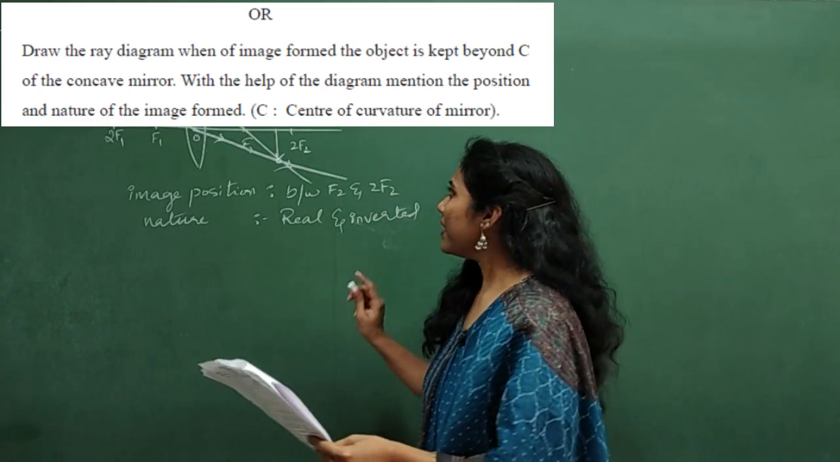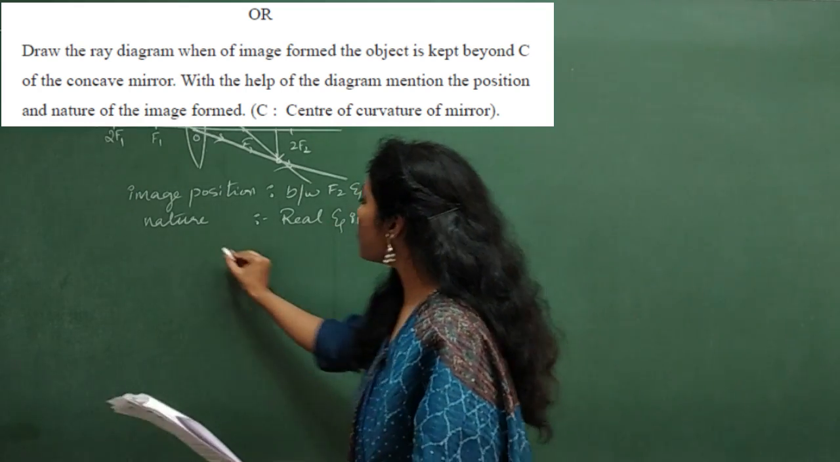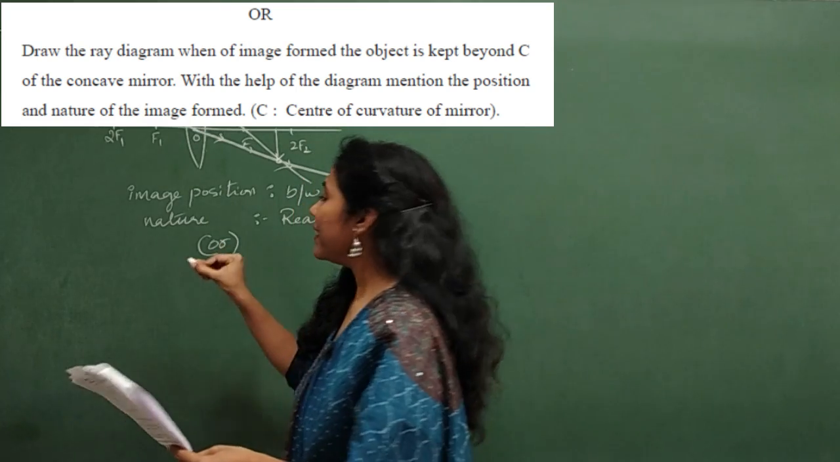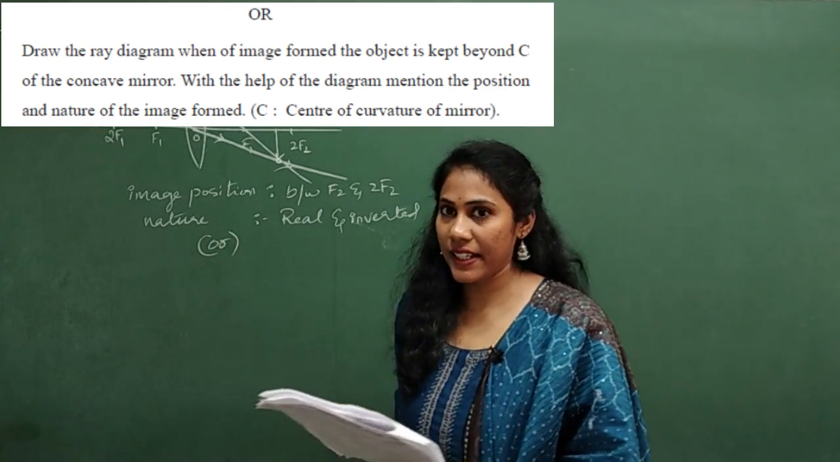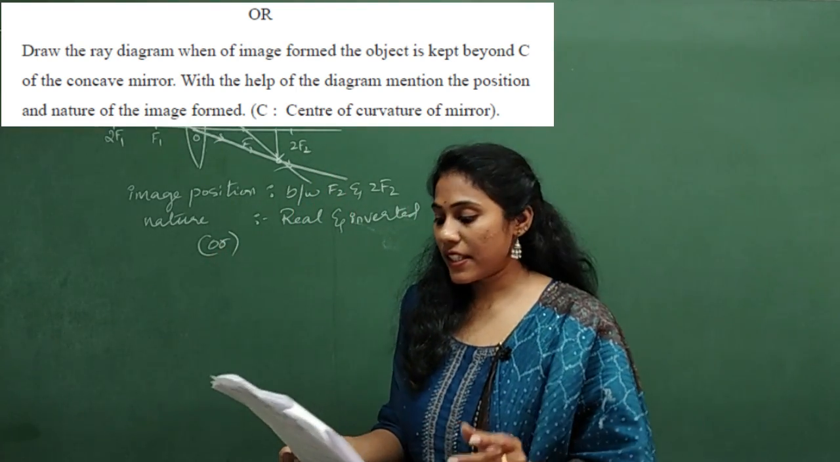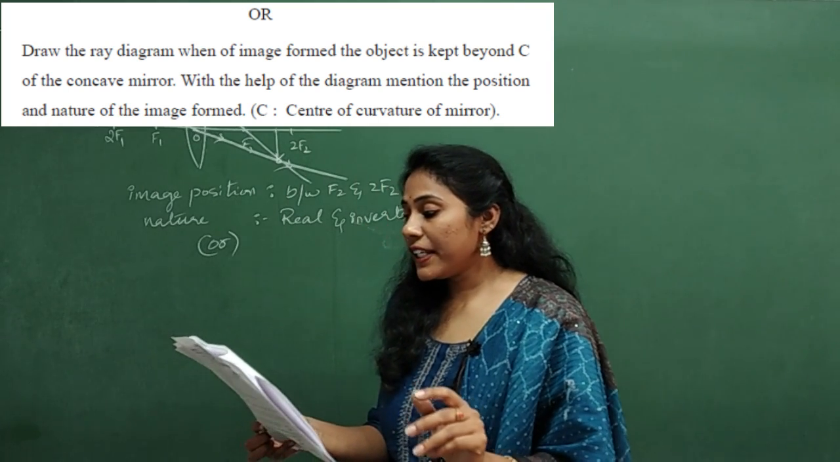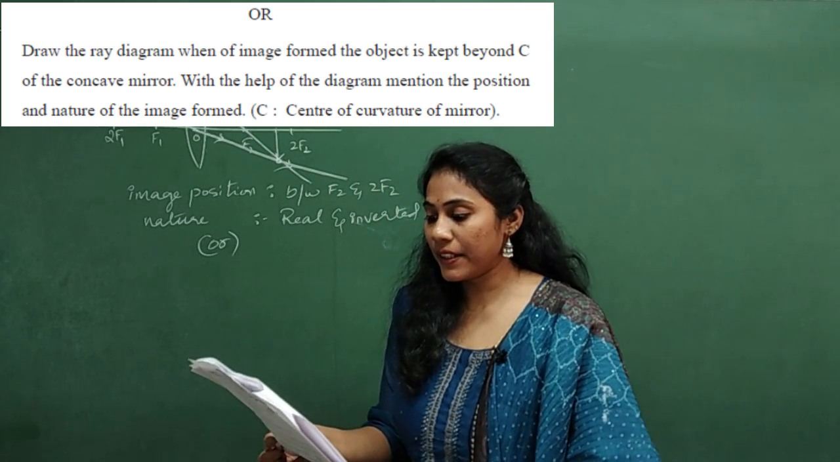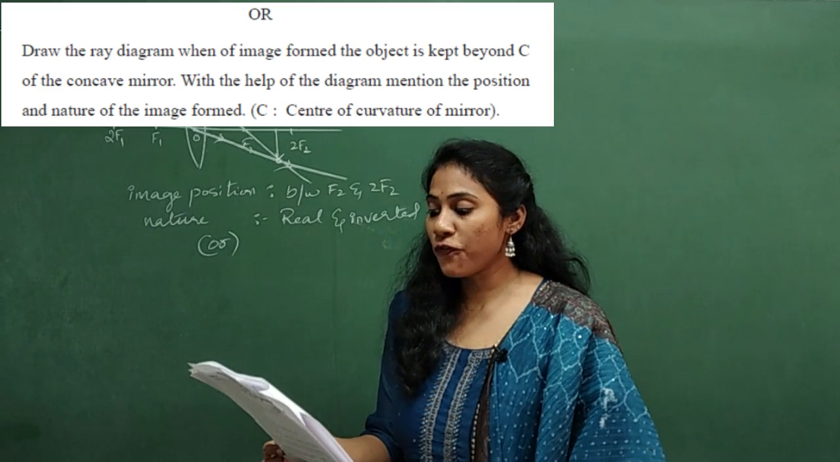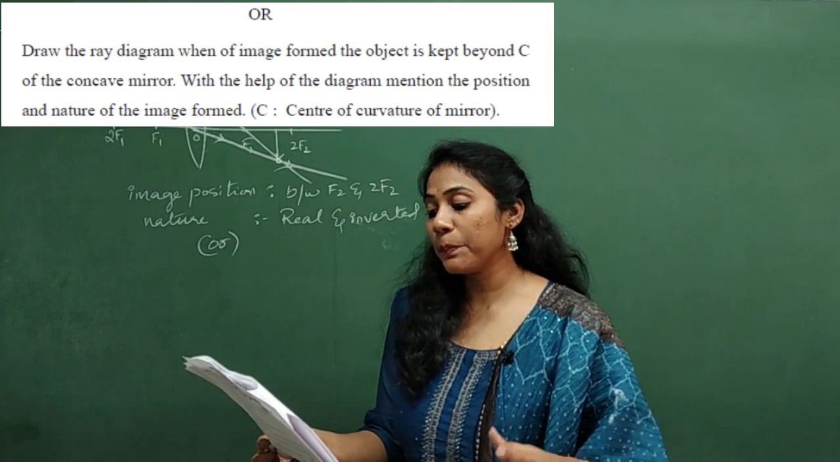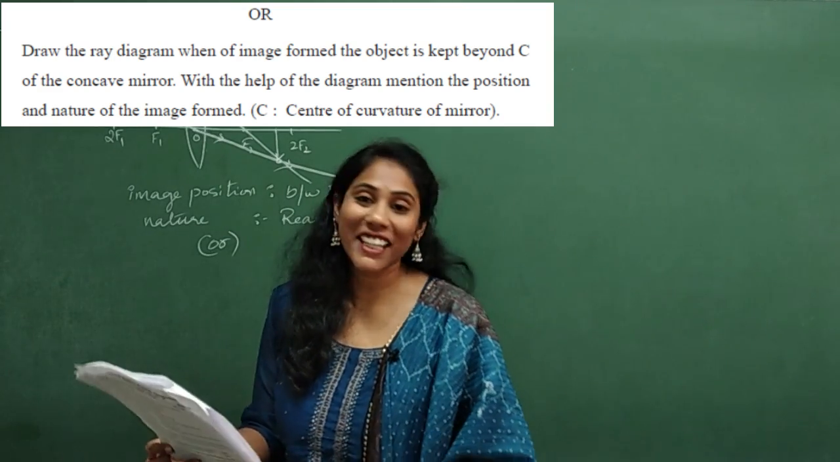Fine. And there is an OR question here. Okay, so OR, so you have another choice. Even this is a ray diagram itself. They are asking you to draw the ray diagram of image formed when the object is kept beyond C of a concave mirror.